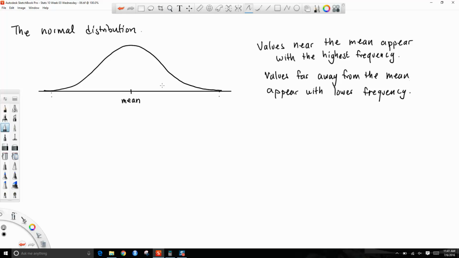The distribution is symmetric, okay? Saying that, values this far above the mean are just as uncommon as values that far below the mean. So the distribution is symmetric.